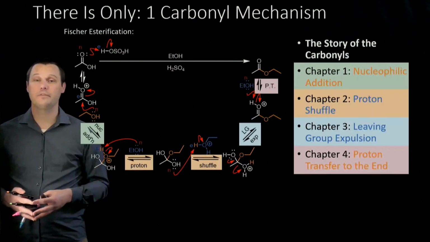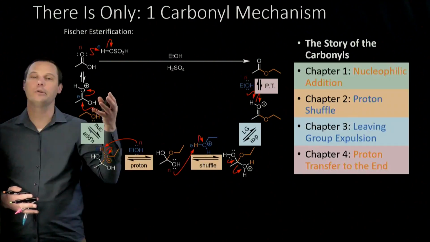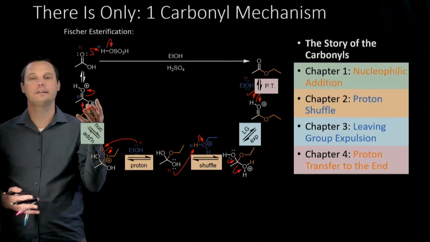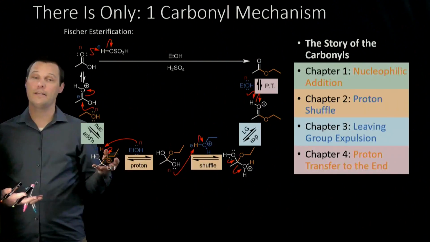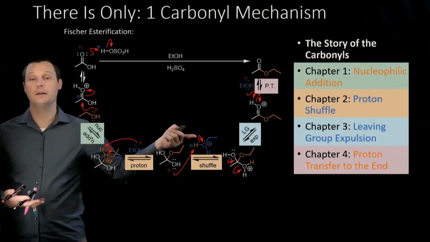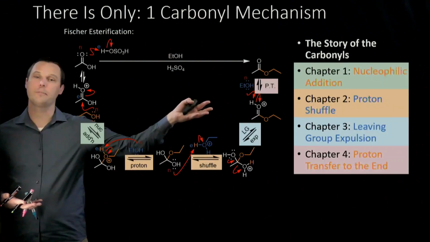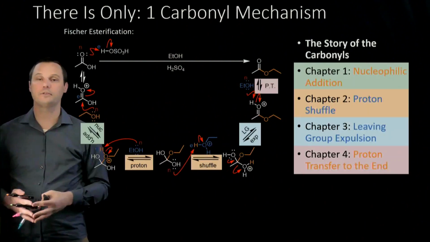Same thing with the Fischer esterification. It's still the same four chapters. We have a weak neutral nucleophile, so we add an acid to make the carbonyl more electrophilic, so even a weak neutral nucleophile can attack in a nucleophilic addition step. Once I add that nucleophile, I want it to stay, but right now it's the best leaving group, so I make it not the best leaving group, and I make something else the best leaving group. Why would I make something else the best leaving group? So it can leave in a leaving group expulsion step. Final proton transfer to the end makes the ester. Same story.